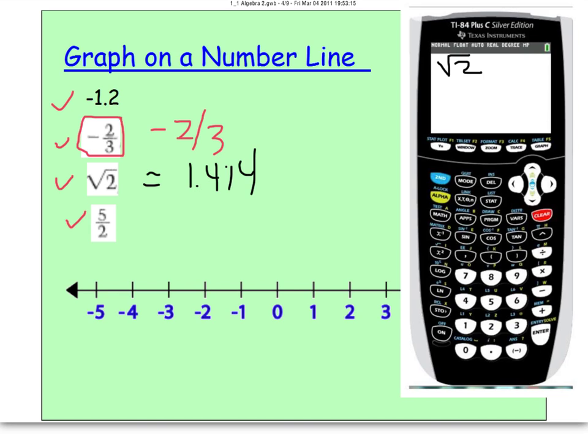Now to put them on the number line, let's do this first one here, negative 1.2. So here's negative 1, here's negative 2. Negative 1.2 is going to be closer to the negative 1, and I'm going to label it as such.